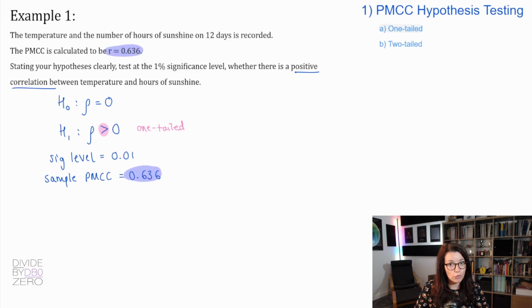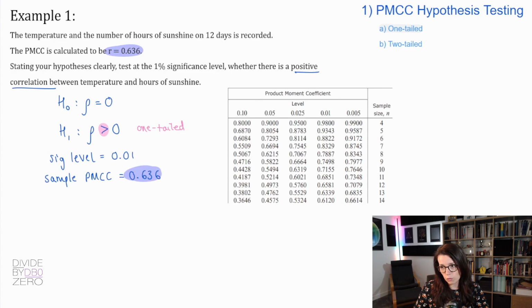And then we need to find the critical value for the test. So to do this, you need to look in your formula book for the PMCC table. This is from the Edexcel formula book, but you'll find something similar in yours. We need to look for a significance level of 0.01 and a sample size of 12 in this case. And that tells us that the critical value is 0.6581. So let's make a note of that. Critical value, 0.6581. And that's from the table in the formula book.